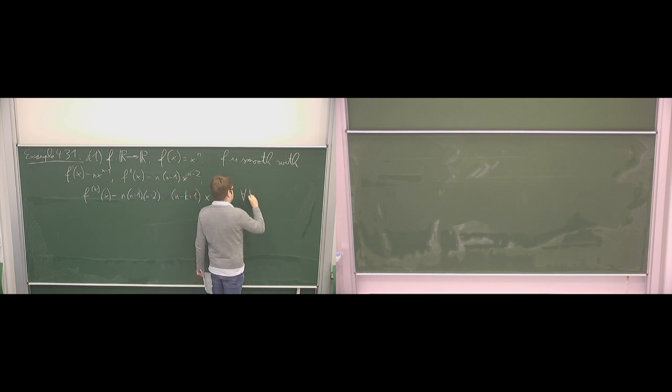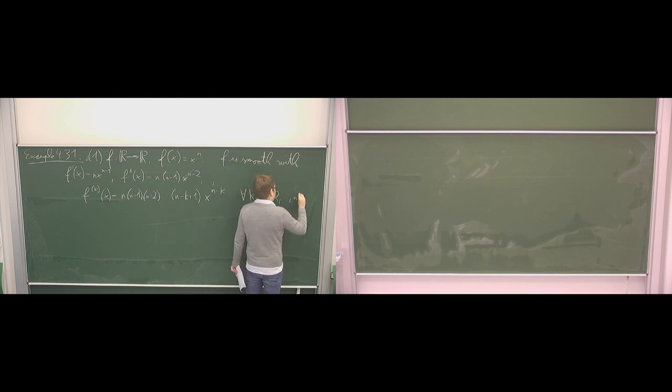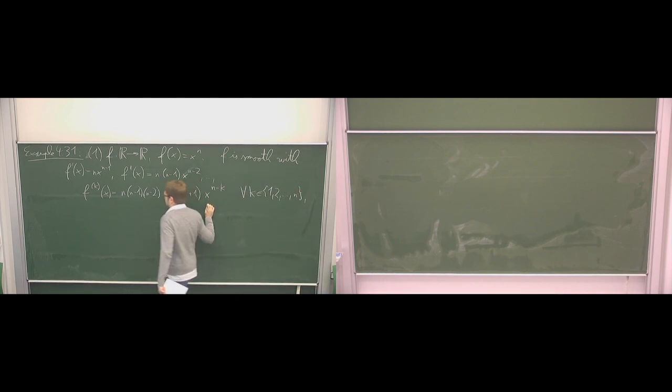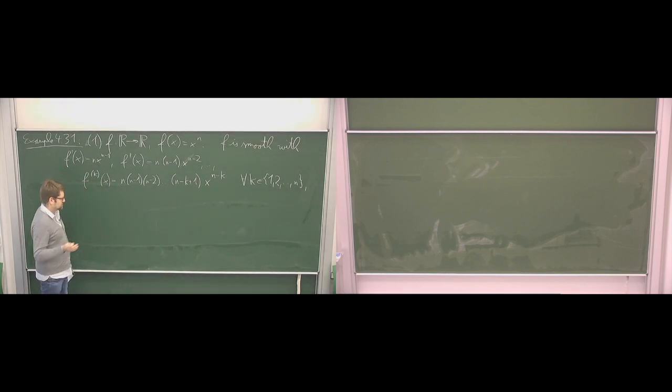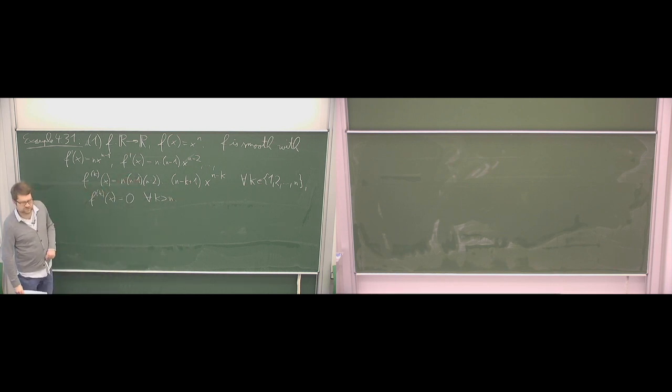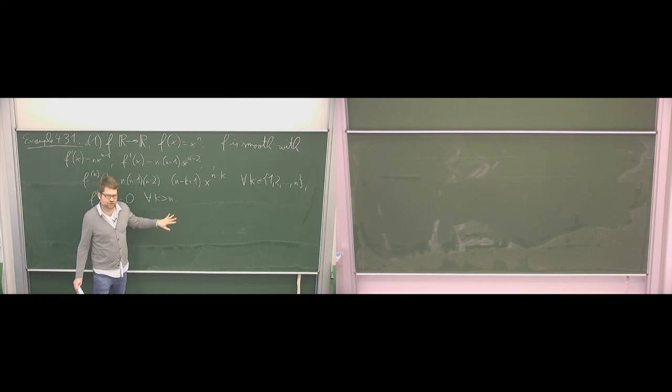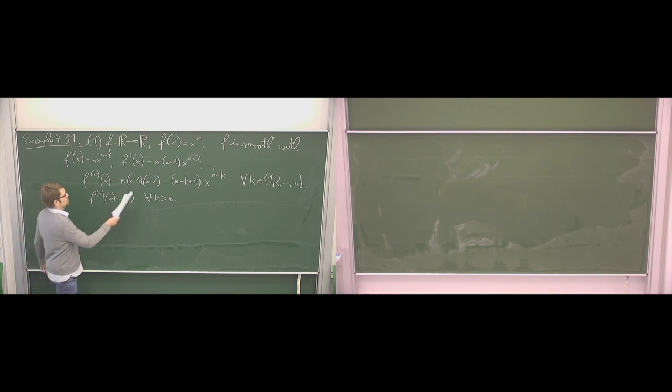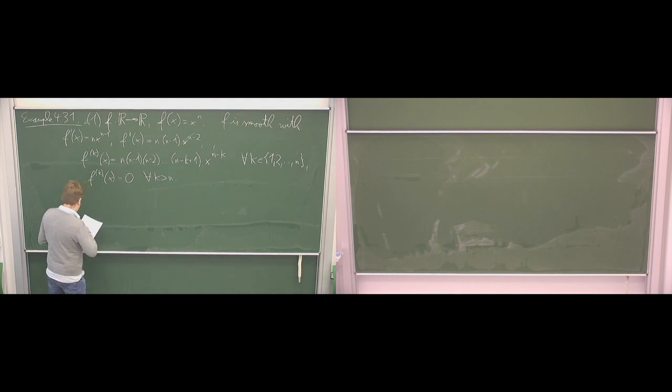And this holds as long as k is smaller than or equal to n, so for all k in 1, 2, until n. And all higher derivatives are just 0. Of course the 0 function is differentiable, so f to the k of x is 0 for all k bigger than n. So this is a very general form of these derivatives. Of course, technically this should be proven by induction, but I won't go into detail here because it is pretty obvious that we achieved this expression at that point.